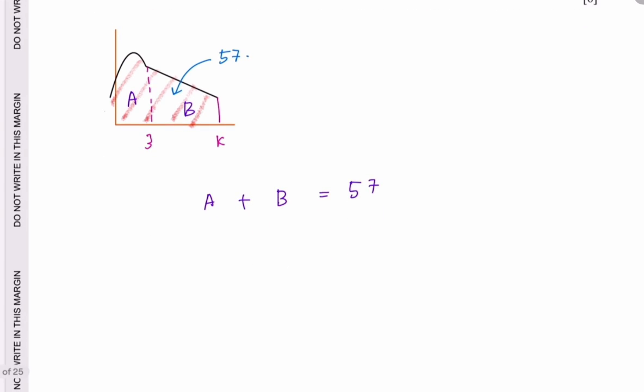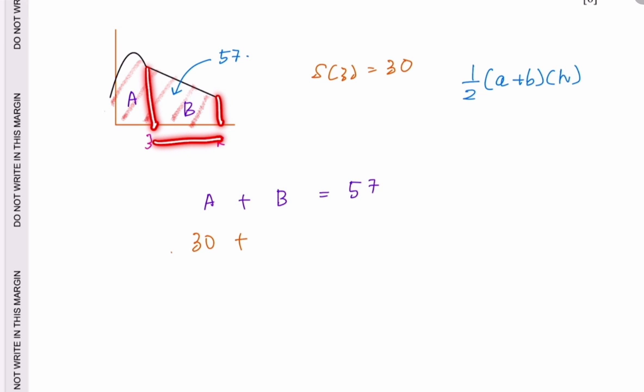Now, for area A, when S is at 3, from the previous question, S at 3 is equal to 30. My A is 30, plus B, this is where the trapezium part comes in. The formula for a trapezium is 1 over 2 times A plus B times the height. Now, our A would be this one, our B would be this one, and this is our height. So this is A, this is B, this is height. Zoom out, our base would be this one.